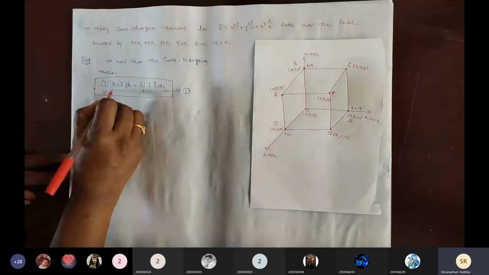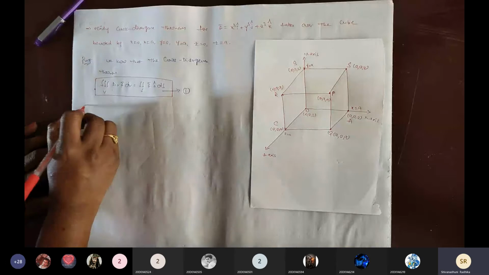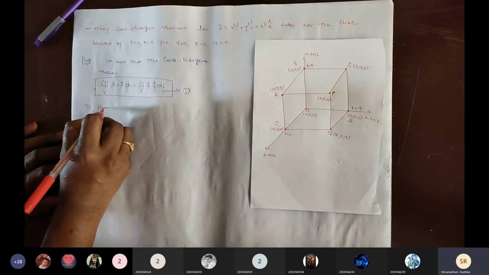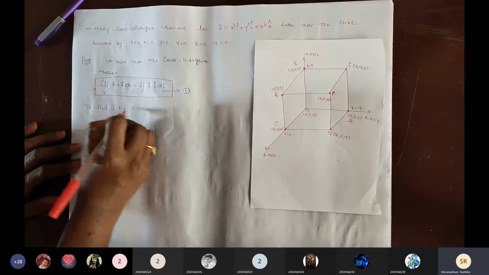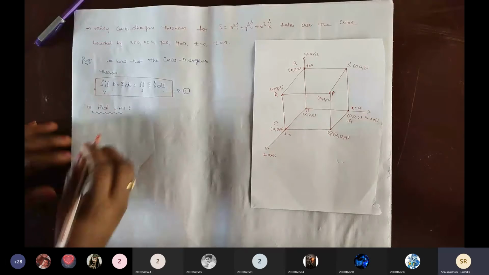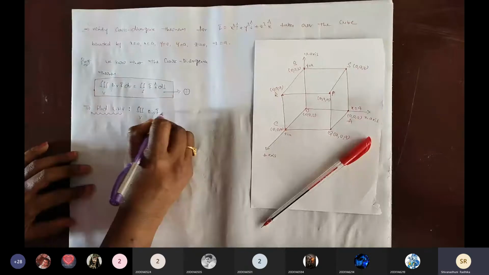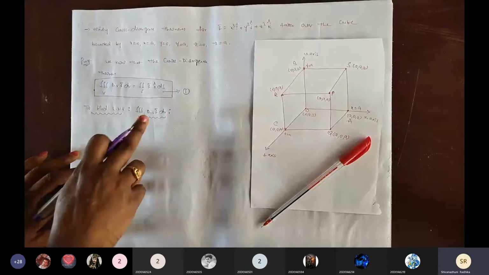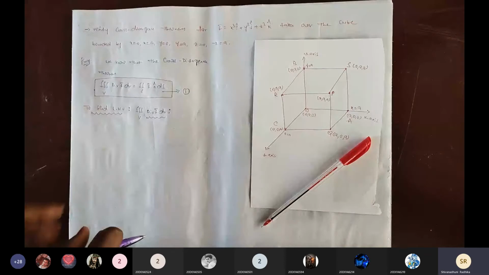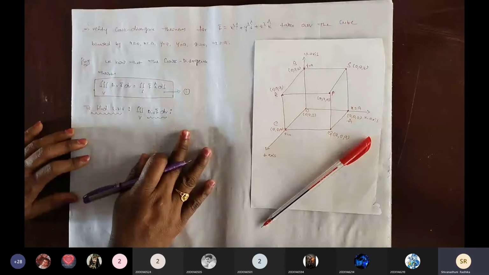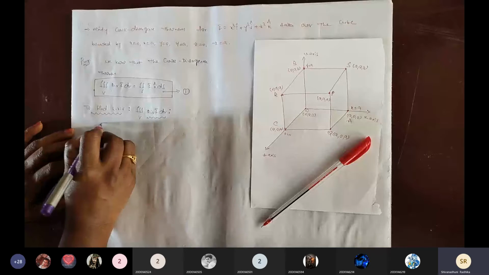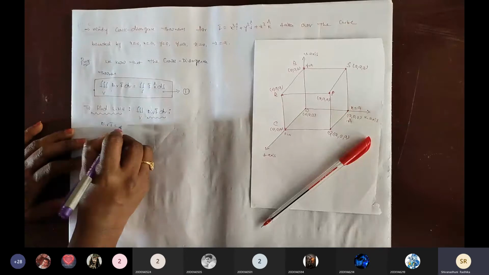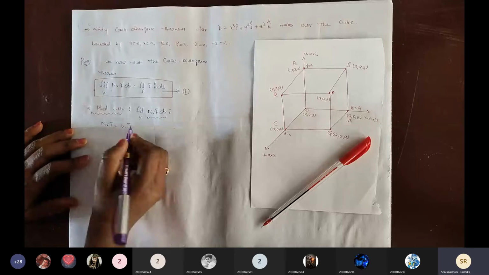First, we are going to find the LHS. What is the LHS here? Triple integration over V of divergence F bar dV. Just we are going to find this one. For this, what are the requirements we have? Divergence F bar we are going to find. Now divergence F bar can be written as del dot F bar.